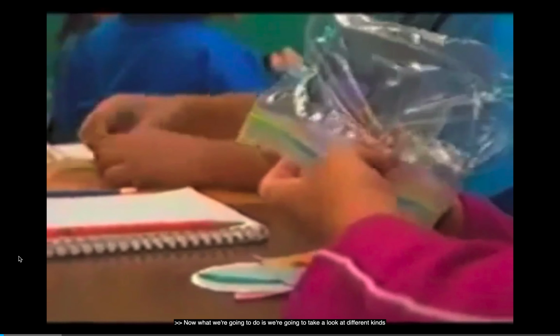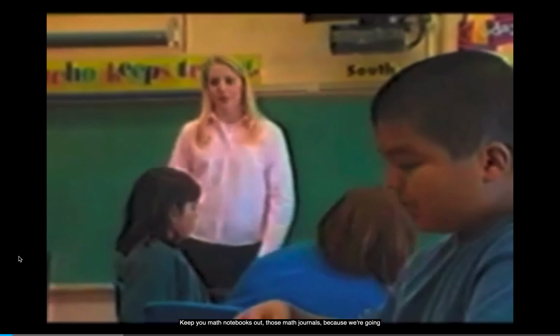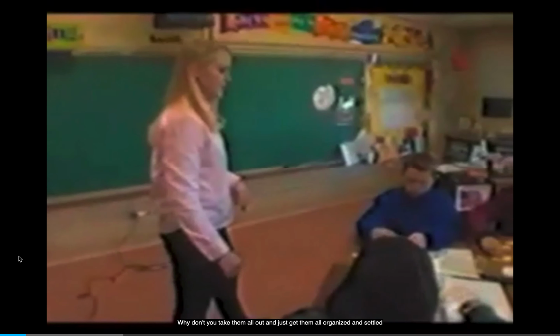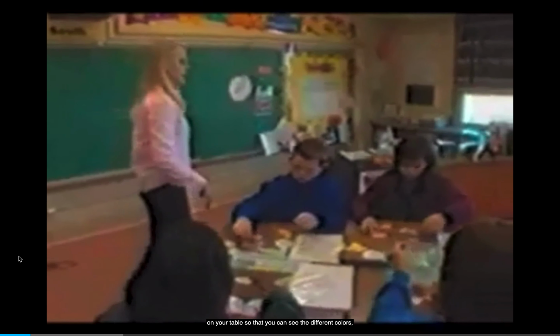What we're going to do is take a look at different kinds of fractions using your fraction pieces. Keep your math notebooks out, those math journals, because we're going to be writing down a little bit. Why don't you take them all out and get them organized and settled on your table so that you can see the different colors. Maybe put them all together so we can easily use them.